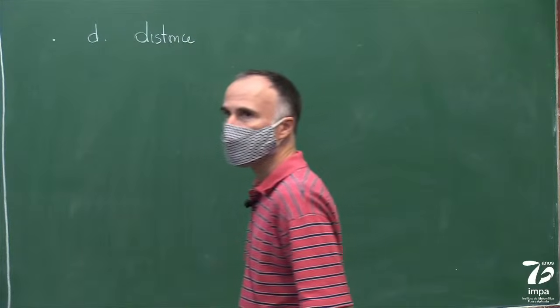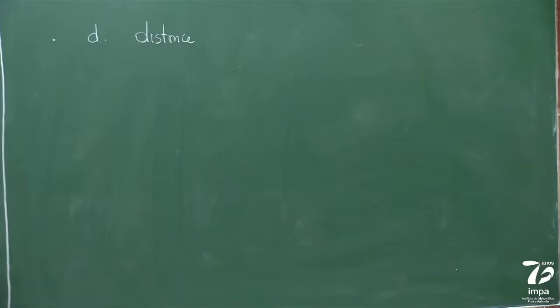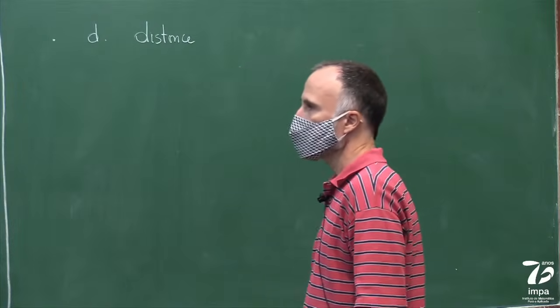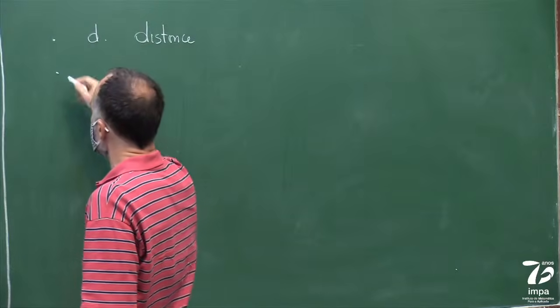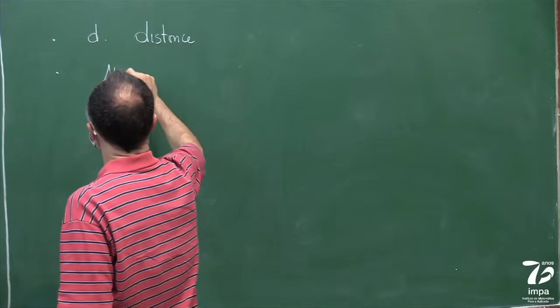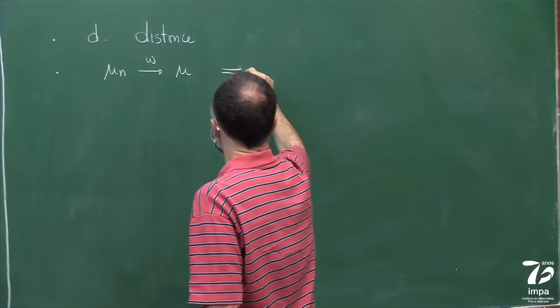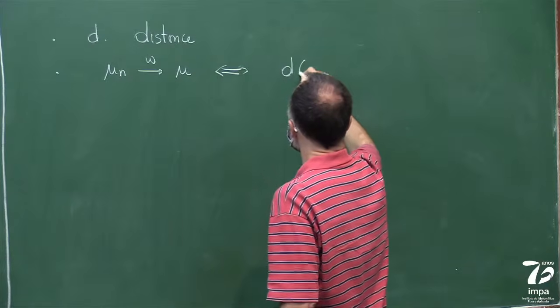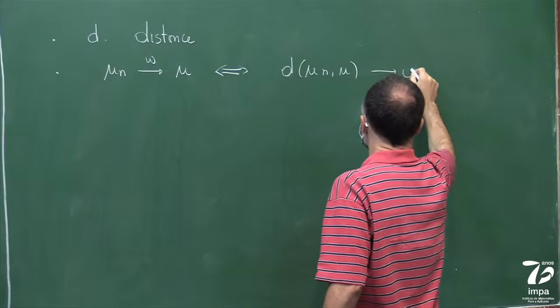So please check that D is a distance. Construct also, if you have never seen it, a family of dense functions in L infinity, in this space. And then what I claim is that a sequence mu n converges to mu weakly if and only if the distance of mu n to mu converges to 0.